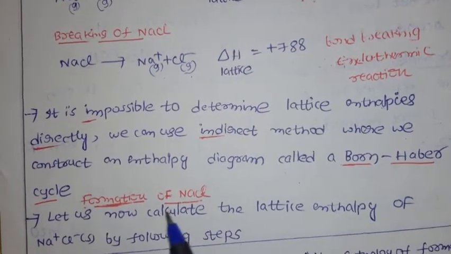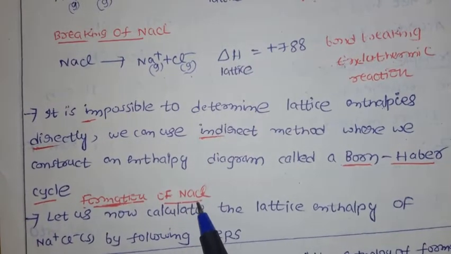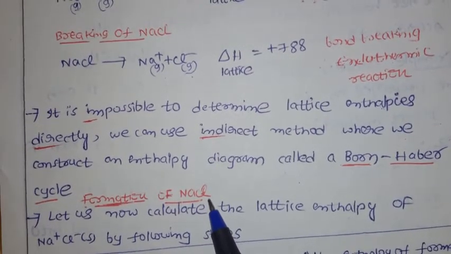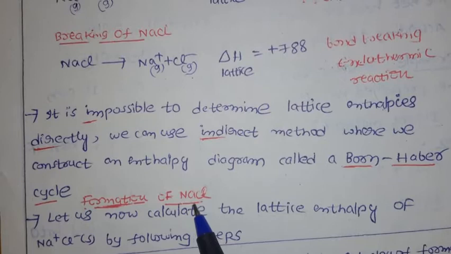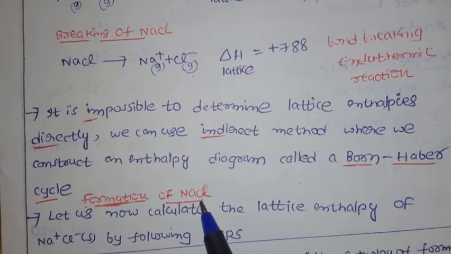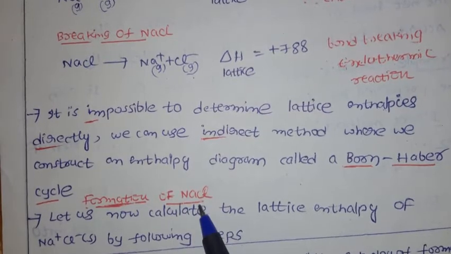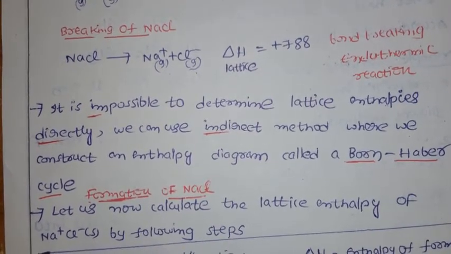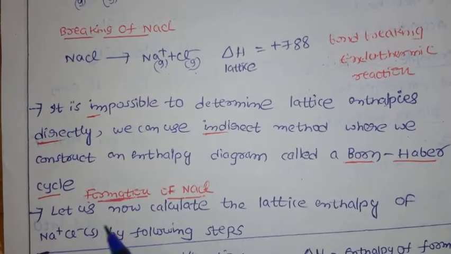Now let us discuss the formation of NaCl using the Born-Haber cycle. We are talking about the formation of NaCl. You should be very careful: in the textbook they give the formation of NaCl. So we are discussing the Born-Haber cycle for the formation of NaCl. Now let us calculate the lattice enthalpy of NaCl, the formation of NaCl, by the following steps.